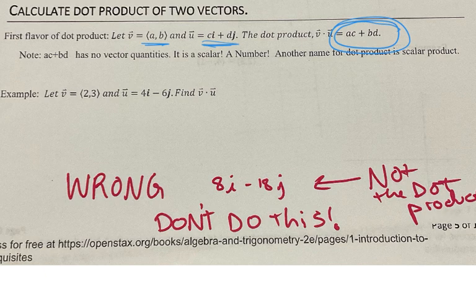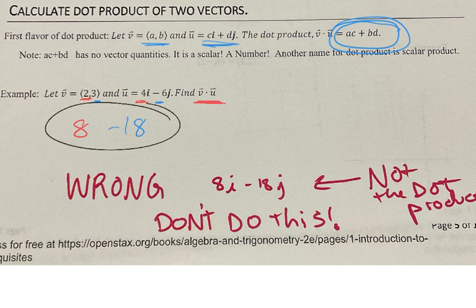So let's do an example here. If they're making this big deal about it, why do you think they're making such a big deal? Because people mess this up all the time. Right? So look, if I multiply v dot u, I just multiply the x components. What's 2 times 4? 8. I multiply the y components. What's 3 times negative 6? Negative 18. To get the dot product, you simplify this. What is 8 minus 18? That's it. That's the dot product.